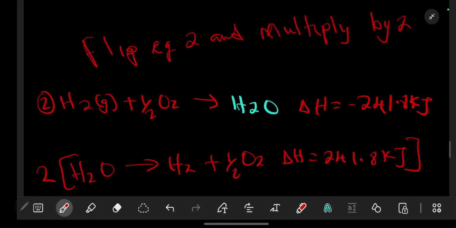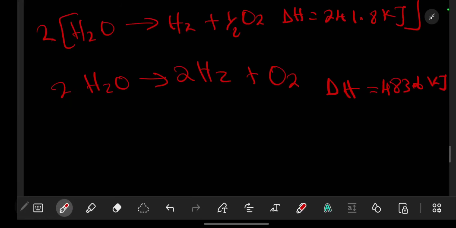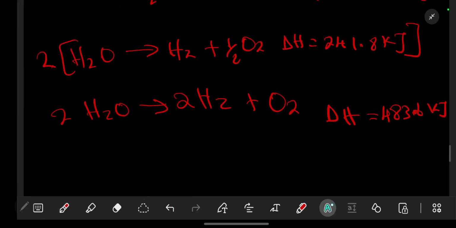Then after that, we look at our final equation. So this is the other equation.